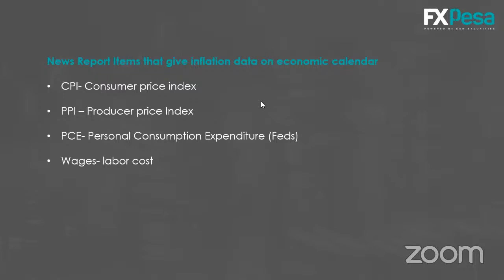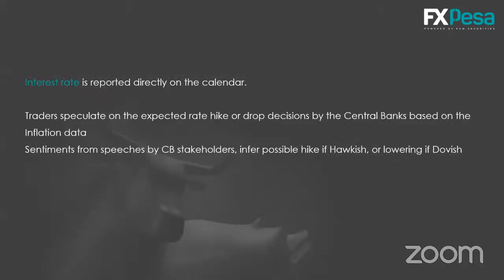So these are the various reports. Remember, inflation can also be inferred from other economic reports, but these are the direct ones, very close, that you can use to get inflation. Now let's check on interest rates. How do you get interest rates? This one is gotten directly from the calendar.